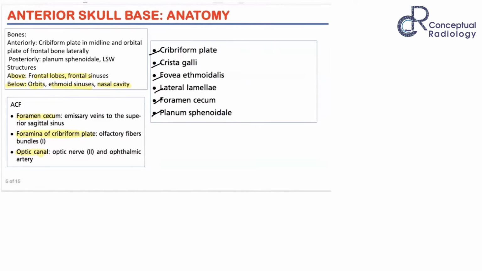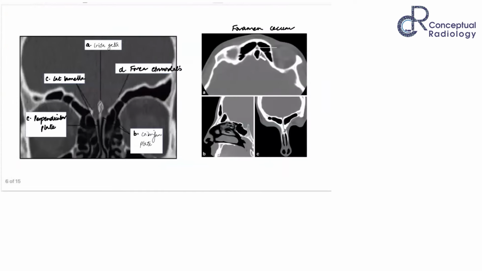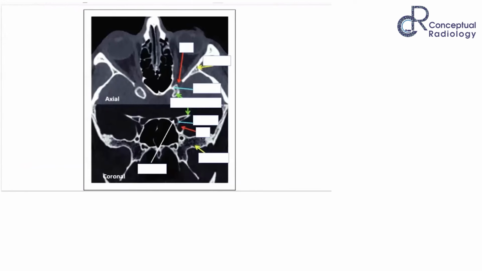So now put a checklist. Do you know each one of these? Can you find the cribriform plate? Yes. Crista galli? Yes. Fovea ethmoidalis is the lateral roof and the lateral lamella is just below it. Foramen cecum much anteriorly, and planum sphenoidale in the sagittal plane. Everybody, is that a go? So anterior skull base, we are through. Let's talk about the optic canal and its nearby structures now.